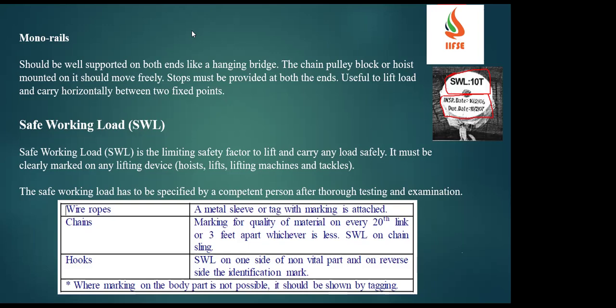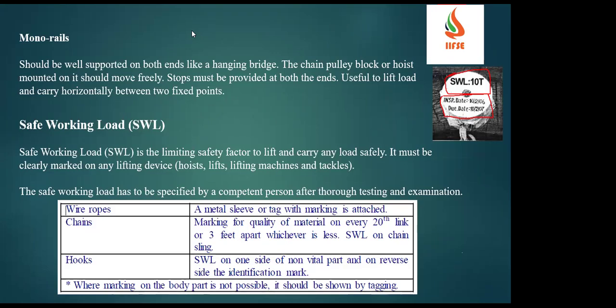Okay. So if you see wire ropes, a metal sleeve or a tag with a marking is attached. This is the basic practice for wire rope slings, where they will attach a metal sleeve, like one small metal plate. Then chains are marked for quality of material, every 20th link or every 3 feet, whichever is lesser. SWL on chain slings will also be there.